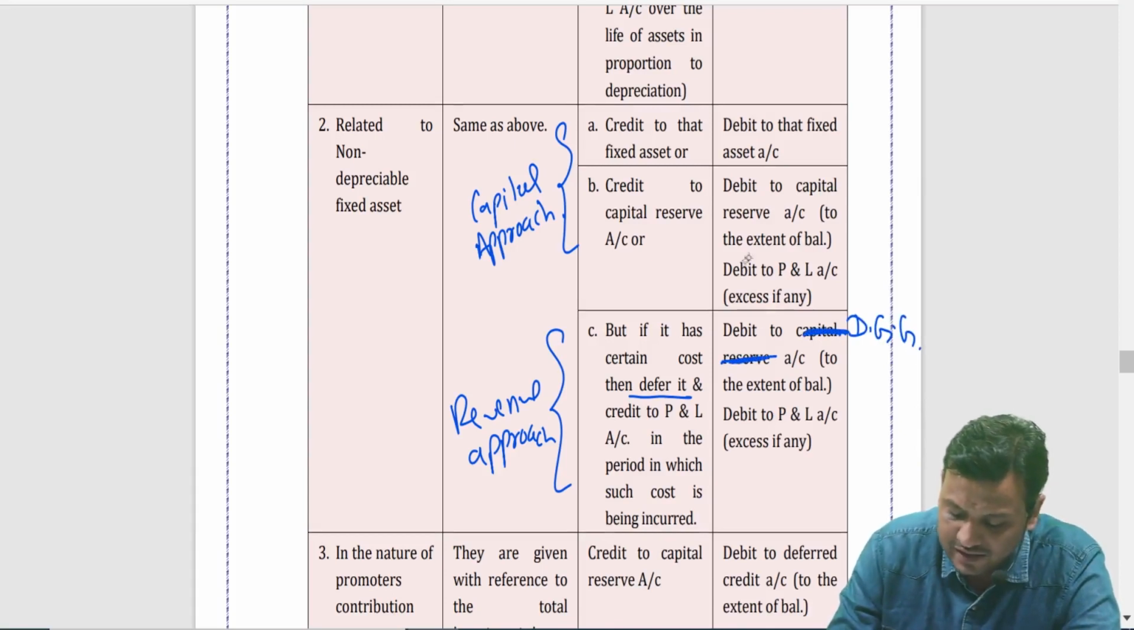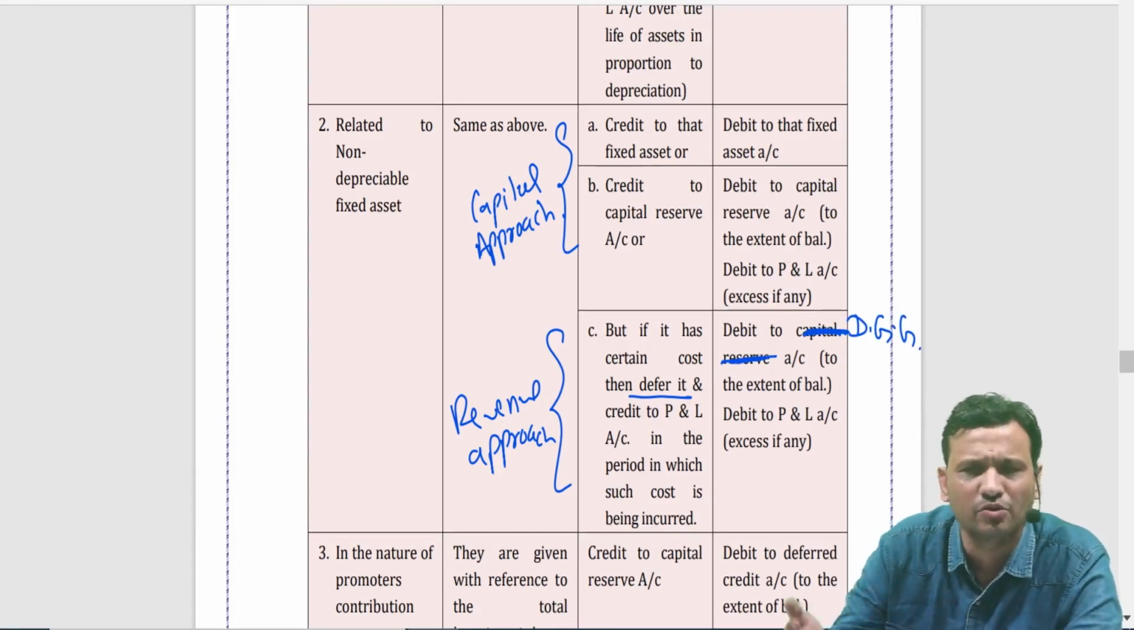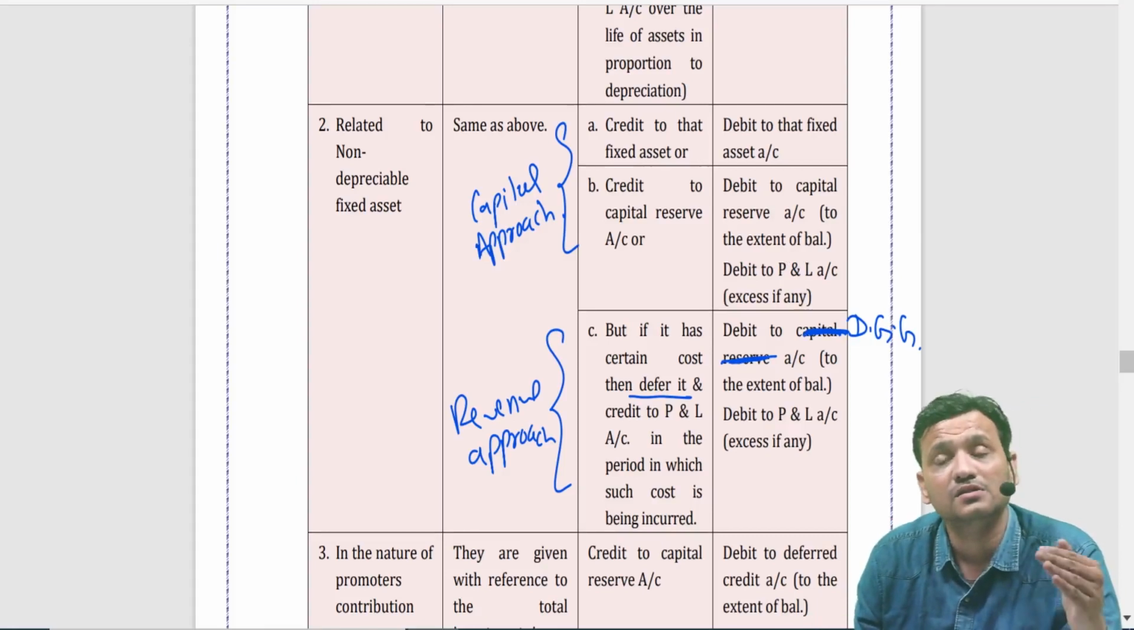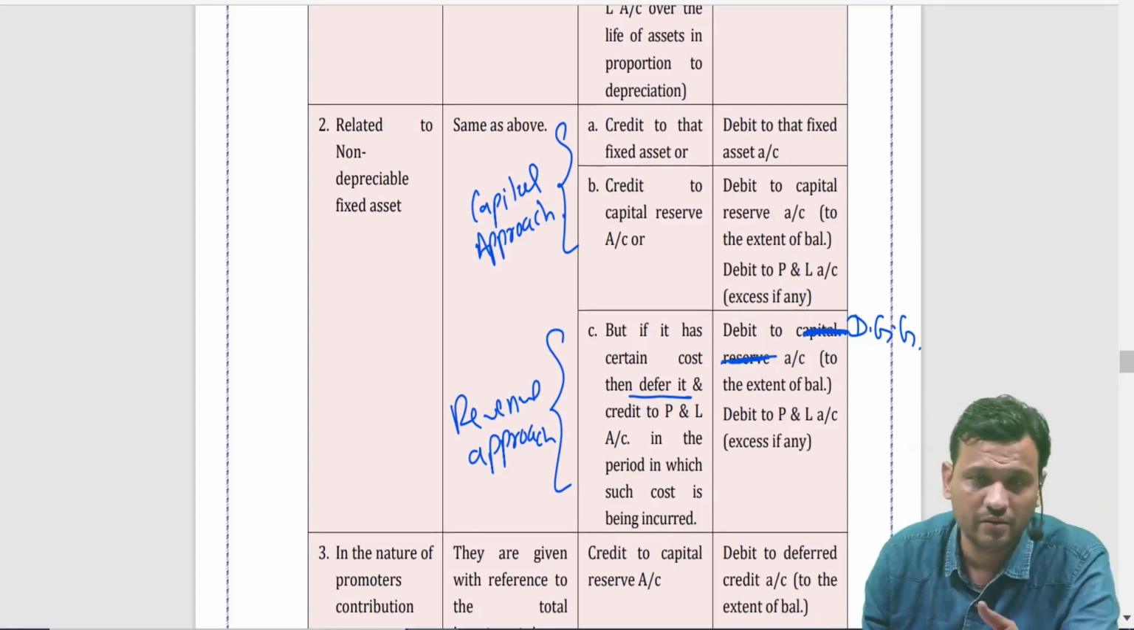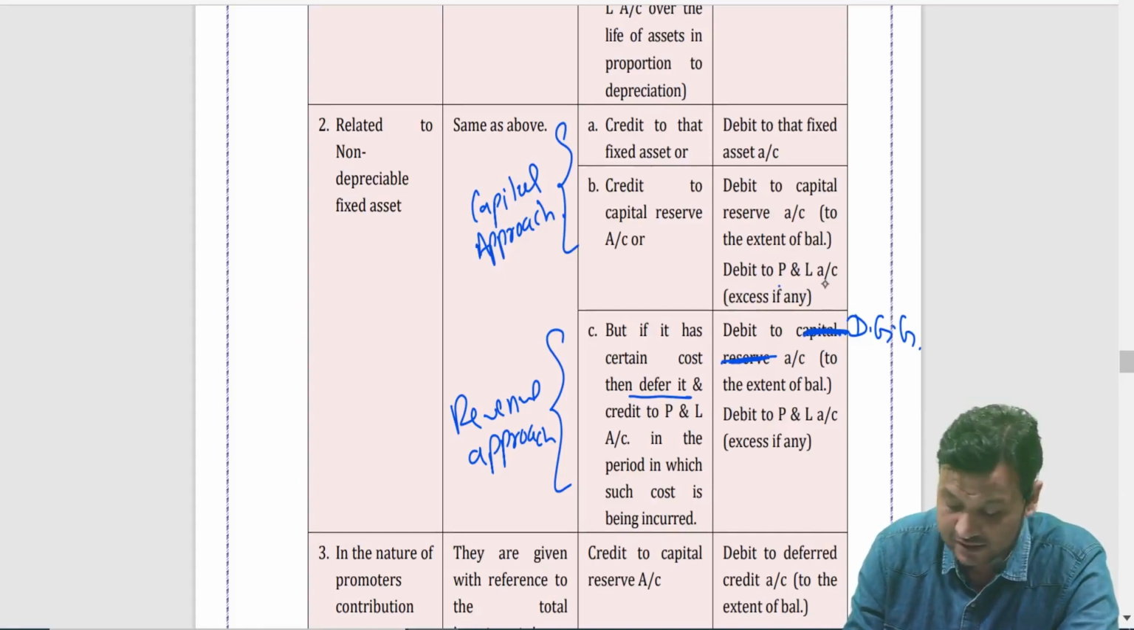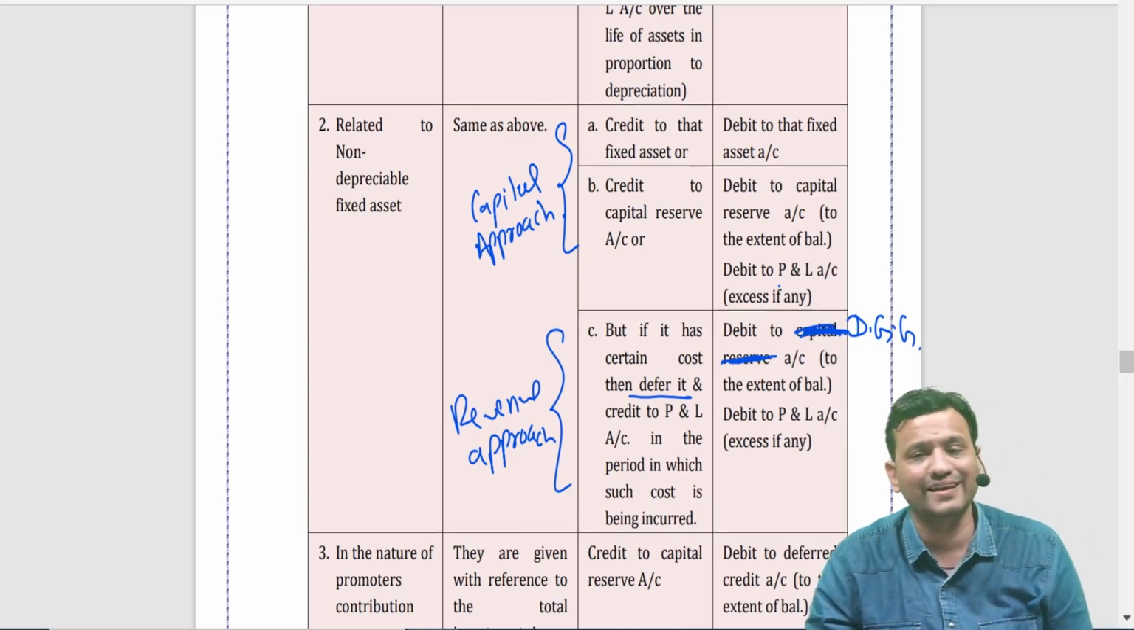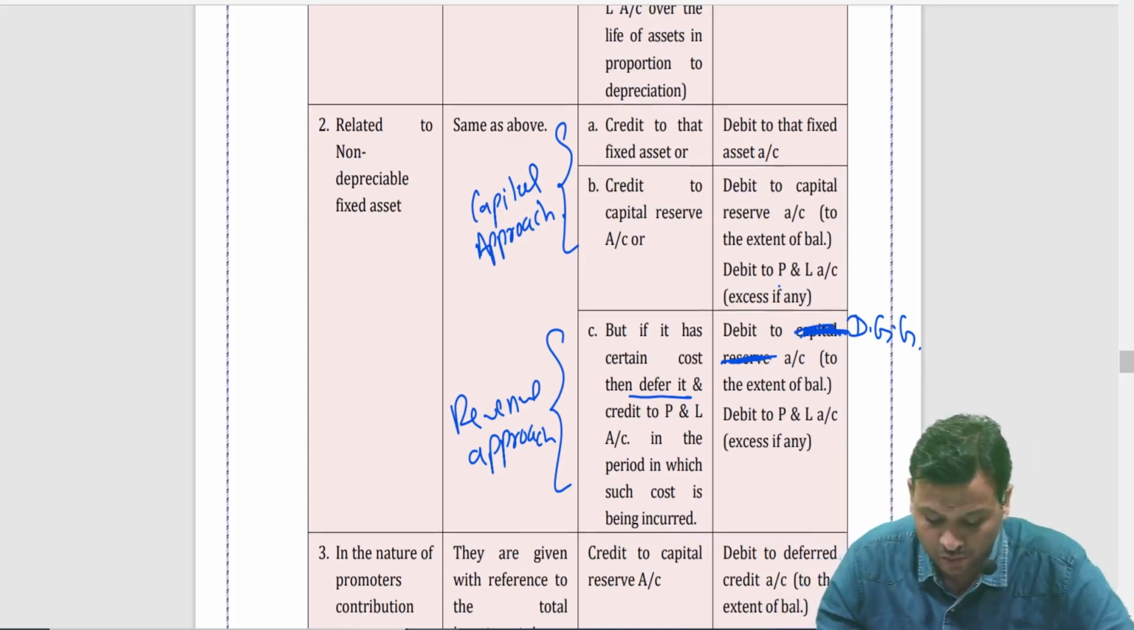Here also there is nothing like extent of balance. Whatever amount is there, debited to capital reserve. Sometimes the refund is more than the amount of grant I have received, then only the debit to P&L if any in excess. Here it is written because of that only. Yeah, here please make a change. It should be debit to DGG account to the extent of balance, and any excess should be debited to P&L.